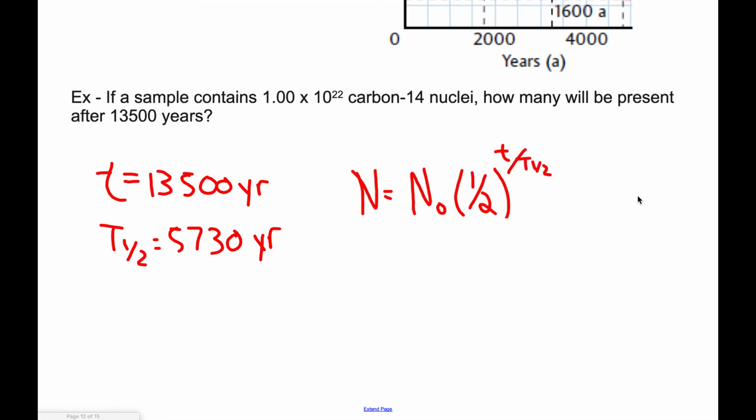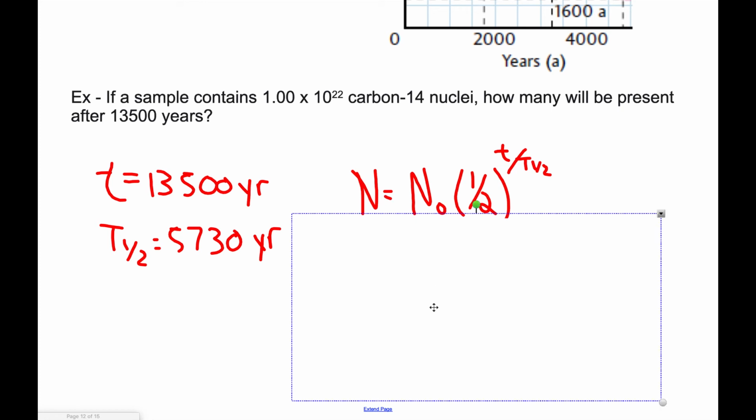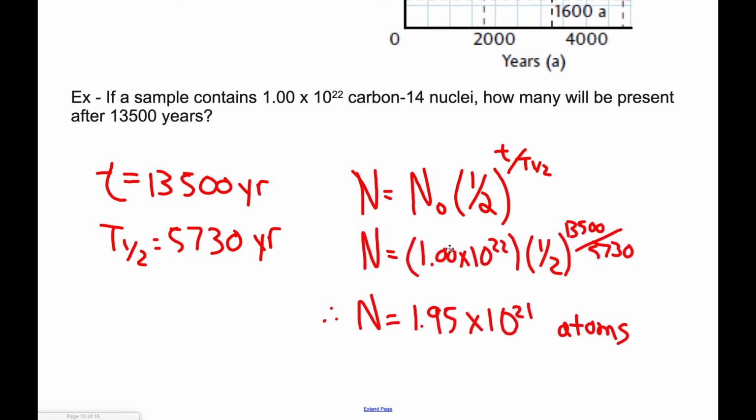We're going to use this equation, and we're going to substitute in everything that we know, and all we have to do is solve for N. So we plug in our original number of nuclei. We've got 1/2 raised to this exponent. Make sure that you calculate this exponent first. It'll make your life a little bit easier. You want to figure out how many half-lives have elapsed. That's 13,500 divided by 5,730. You will end up with 1.95 times 10 to the 21 remaining nuclei of carbon-14.